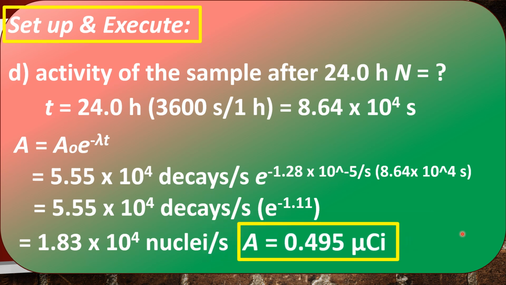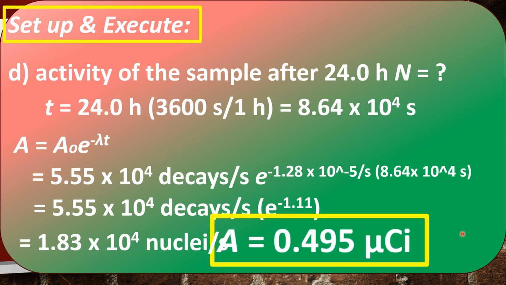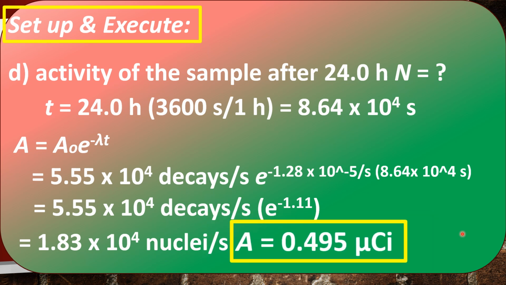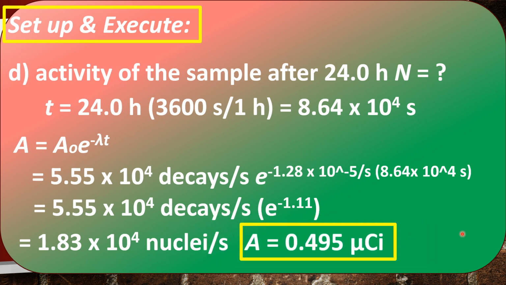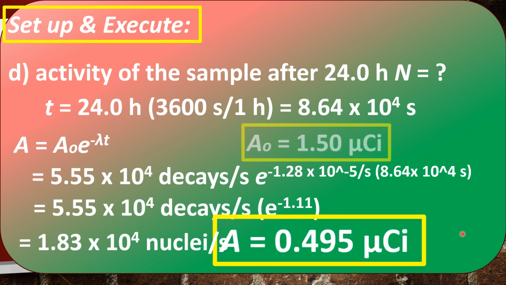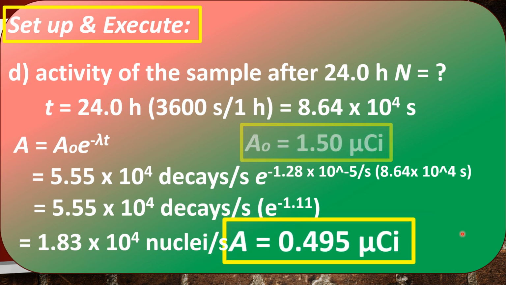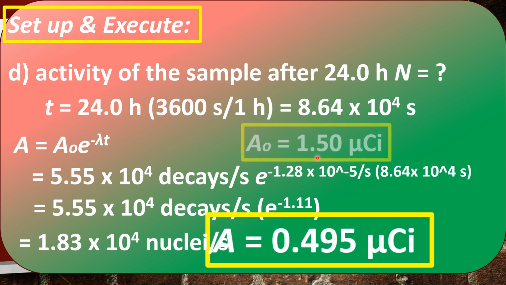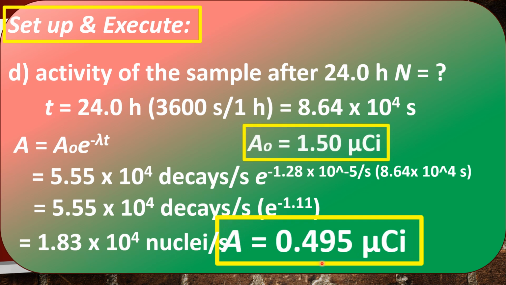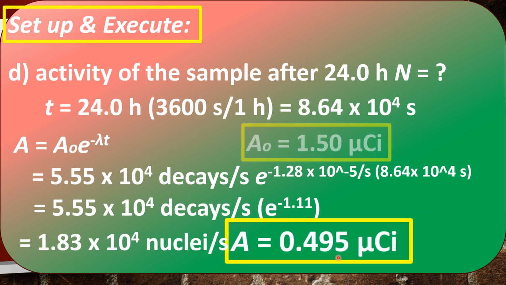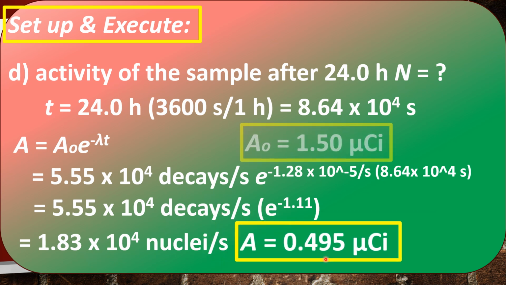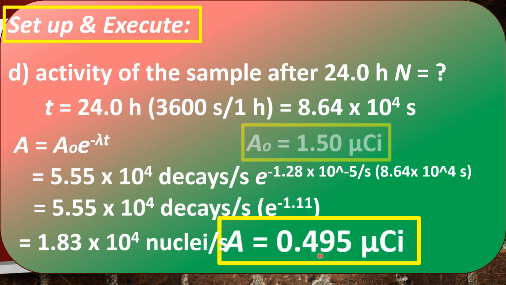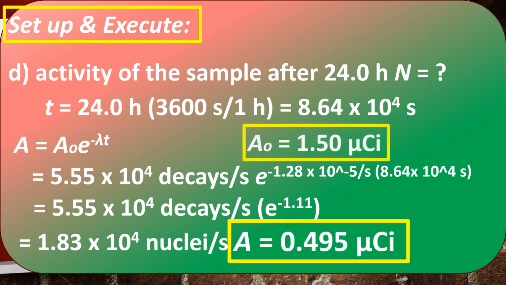So, as expected, the activity, when compared to the initial activity, is much less. The initial activity A naught is 1.50 microcurie, but the final activity after 24.0 hours is now reduced to 0.495 microcurie.